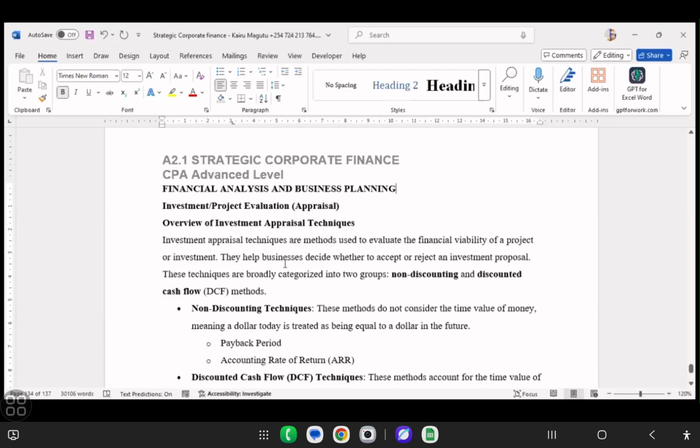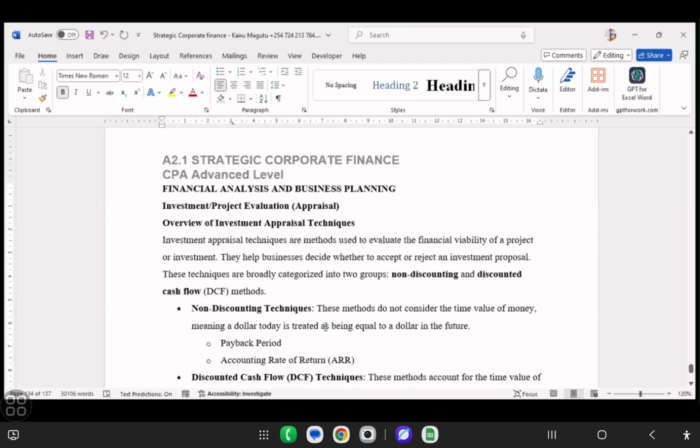When it comes to the investment appraisal, we have the investment appraisal techniques or project evaluation techniques. They are classified under 2 categories. There are the discounted cash flow methods, and there are those that are called non-discounted cash flow methods. The discounted cash flow methods and the non-discounted cash flow methods.